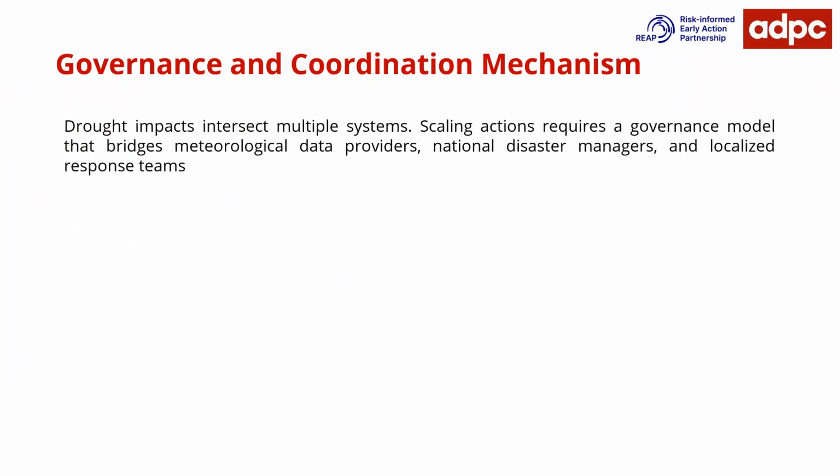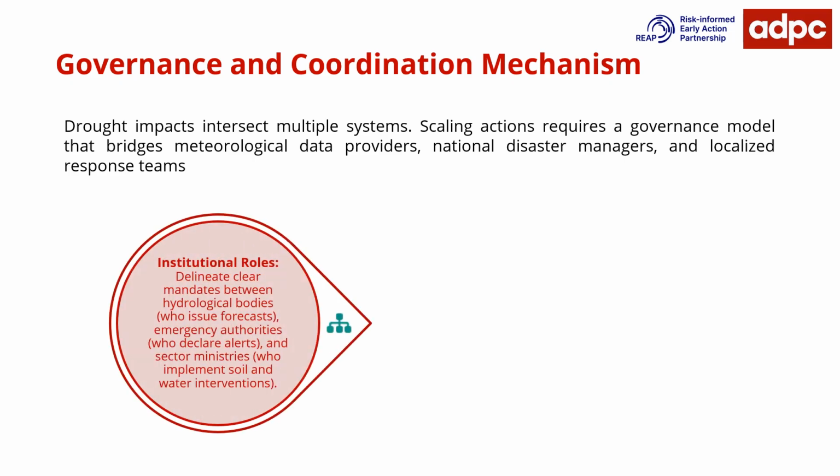Drought impacts intersect multiple systems. Scaling actions requires a governance model that bridges meteorological data providers, national disaster managers, and localized response teams. This governance model rests on three linked elements. Institutional roles: delineating clear mandates between hydrological bodies who issue forecasts, emergency authorities who declare alerts, and sector ministries who implement soil and water interventions.